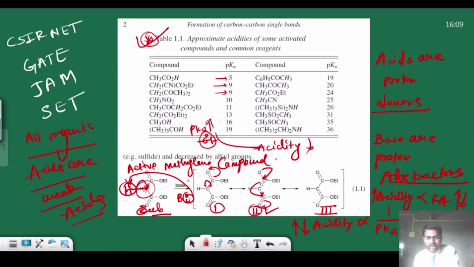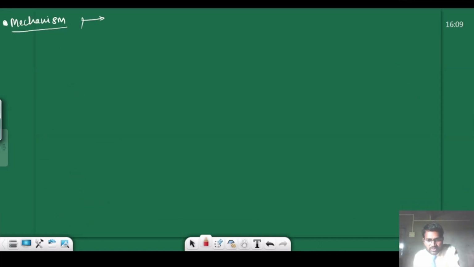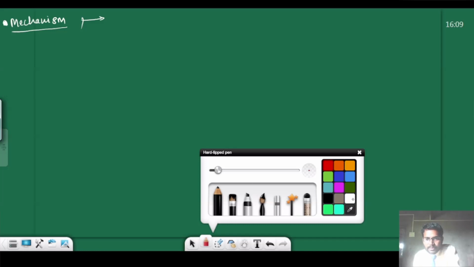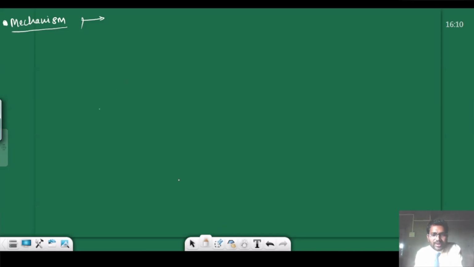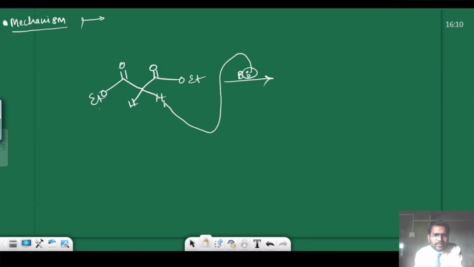Let us discuss the mechanism of this active methylene compound. So what is the active methylene compound? This is the active methylene compound: C double bond O OEt, C double bond O OEt. This has two hydrogens which are acidic in nature. If I provide base, it will take the proton, and there is a formation of anion over here.